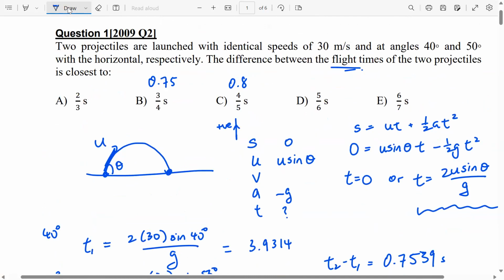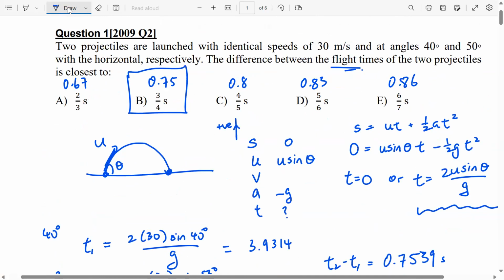This is going to be 0.67. 5 divided by 6, if you just use a calculator, is 0.83. And 6 divided by 7 is 0.86. So it's closest to answer B. That's for question 1, kinematics question 1.